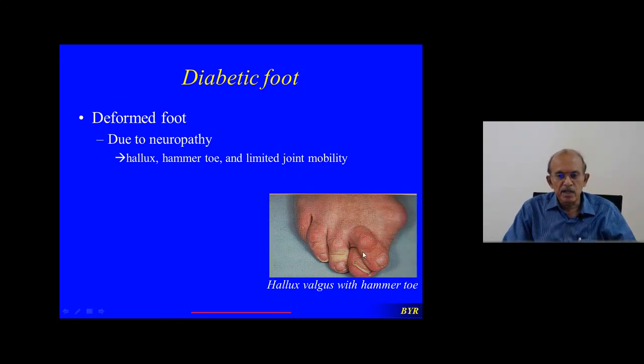With this deviation, what is happening? There is no space for the second toe. That's why the second toe has been lifted up over the first toe. This is called the hammer toe. You can see this deformity, just like a hammer. Then there is limited joint mobility because of neuropathy. Here you can see the first metatarsal head projecting prominently outwards, so it can cause a pressure sore. A pressure ulceration can form here.